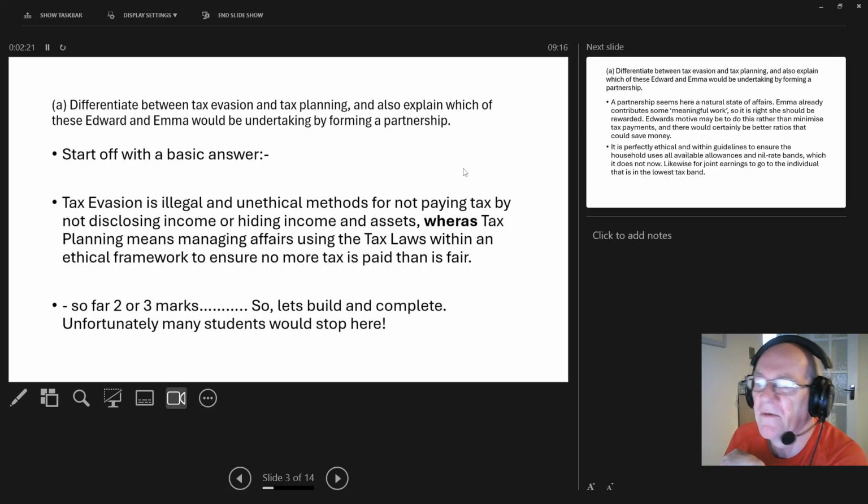So far we've got 2 or 3 marks out of our 6, so we need to build and complete, and unfortunately a lot of students stop here. They can do these bits, that's nice. Most people know the evasion, especially if you've done the personal tax laws. You should really by level 4 be able to define tax evasion.